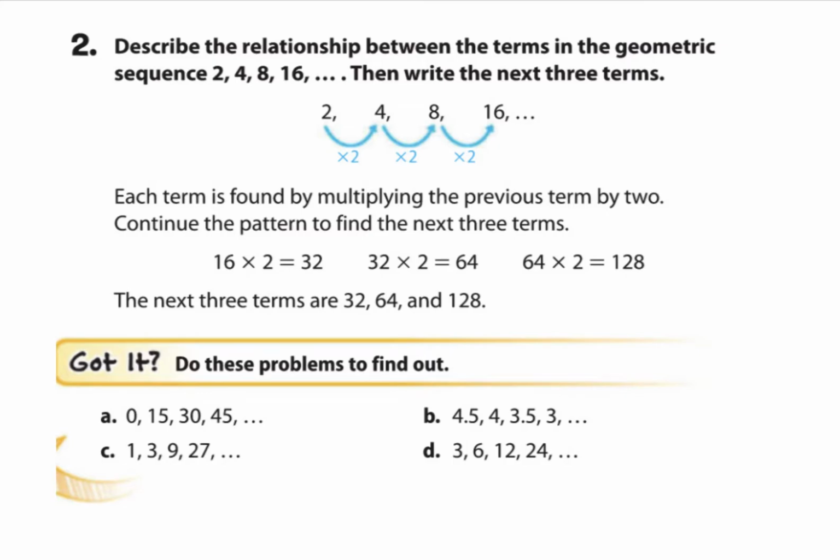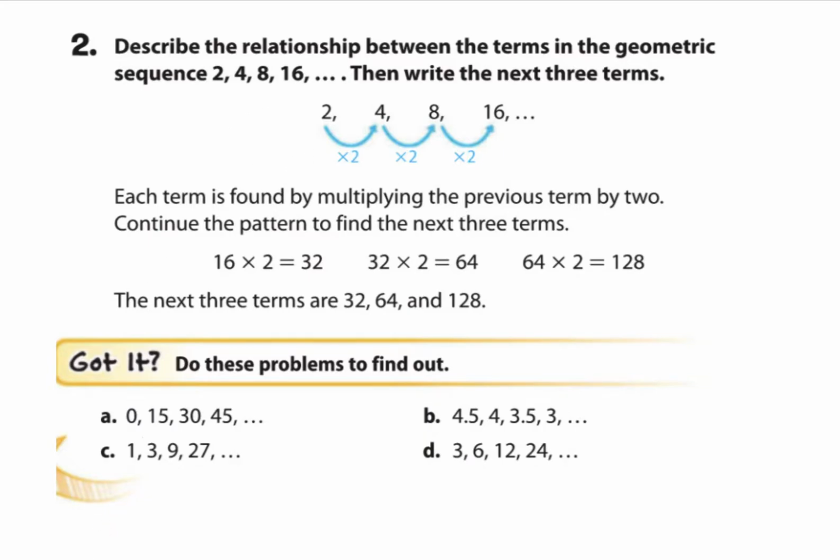We're going to be looking at function rules, and you're going to be looking to see which of these create geometric or arithmetic patterns. When we're talking about arithmetic patterns, that means we're adding the same number over and over again. And if you're talking about a geometric sequence, that means you are multiplying the same number over and over again. Let's take a look at the first example.